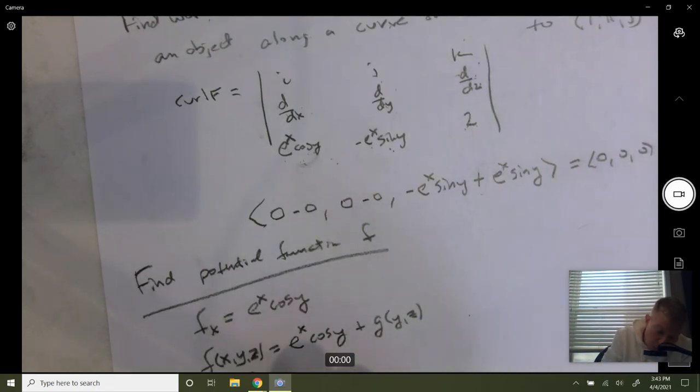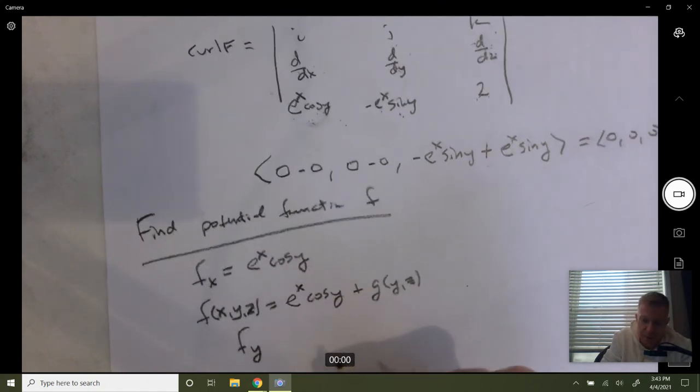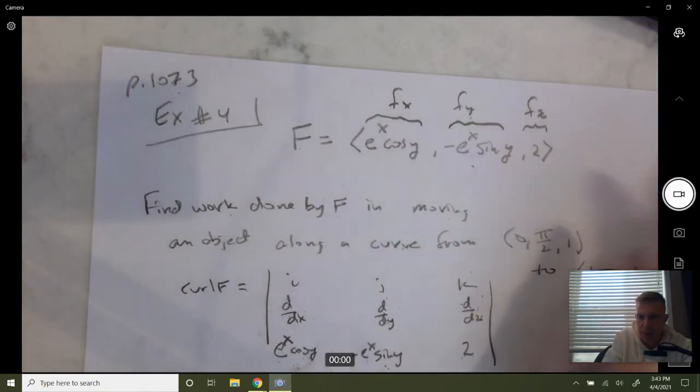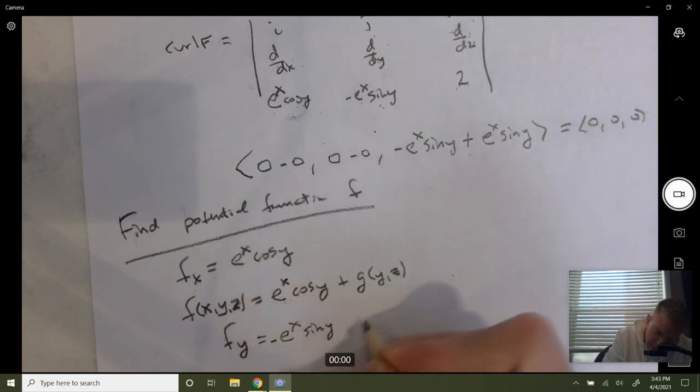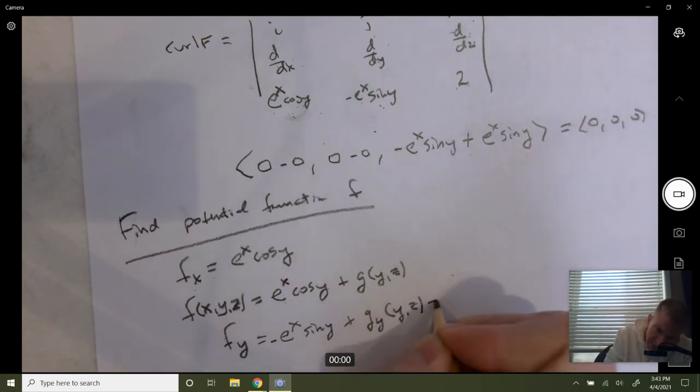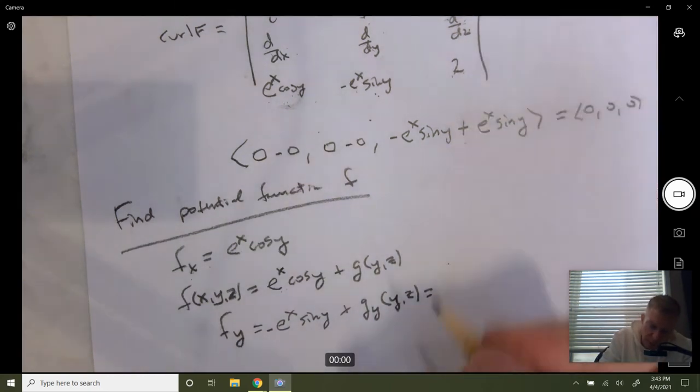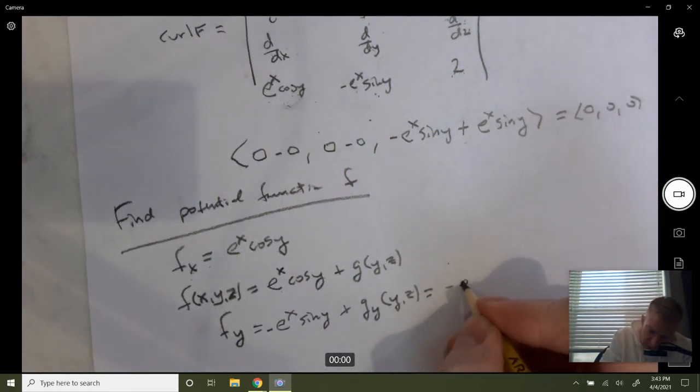Let's find a y derivative of this so we can compare that y derivative to what this y derivative needs to be. Okay, so my y derivative is going to be e to the x times negative sine y plus the y derivative of g(y, z). And that has to be equal to my y derivative up there, which was negative e to the x sine y.